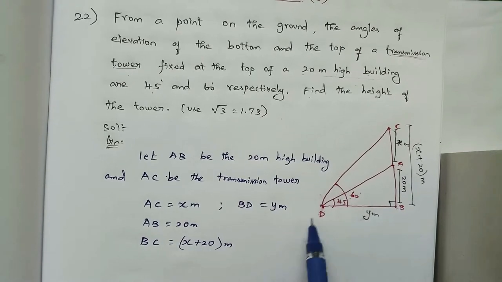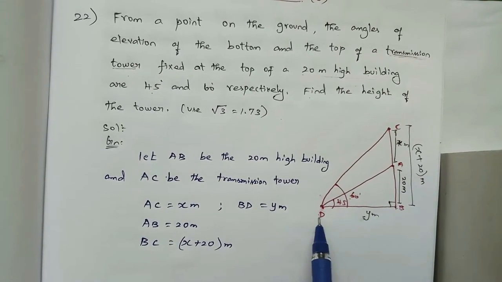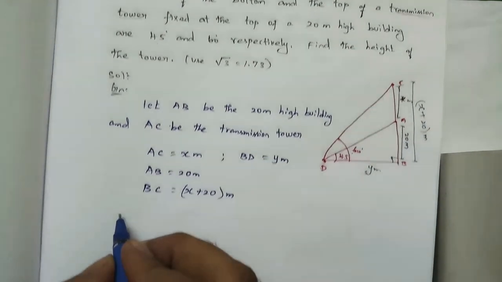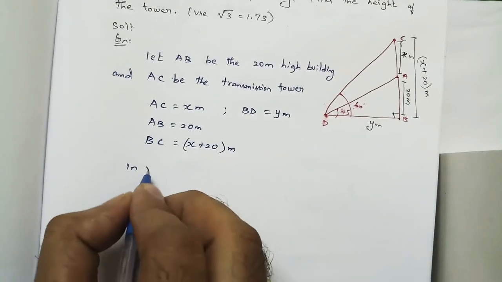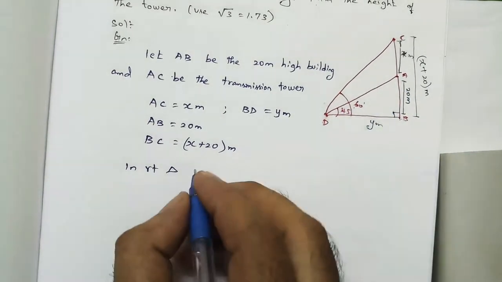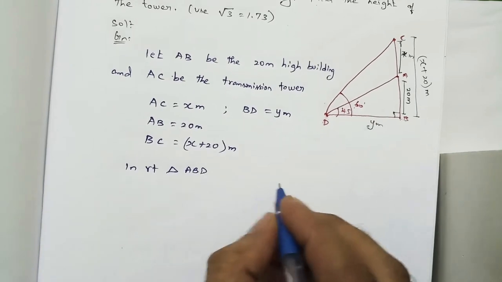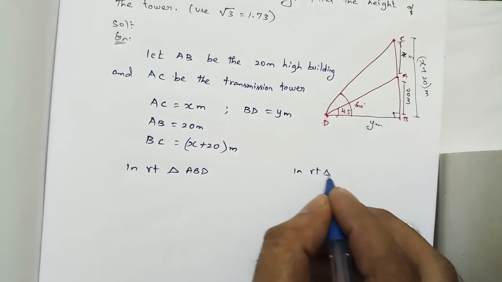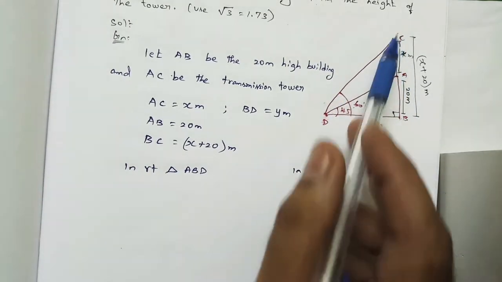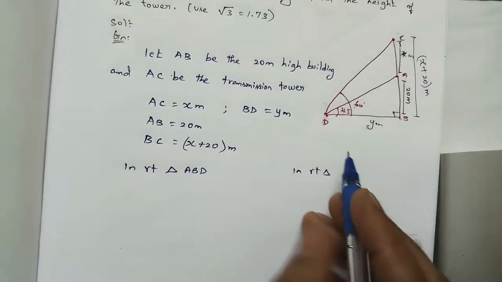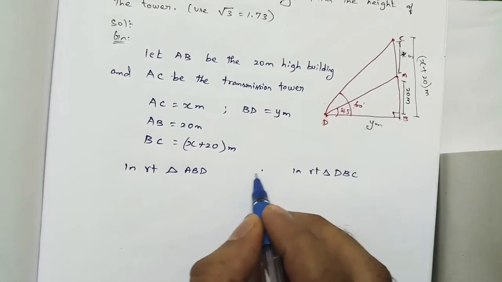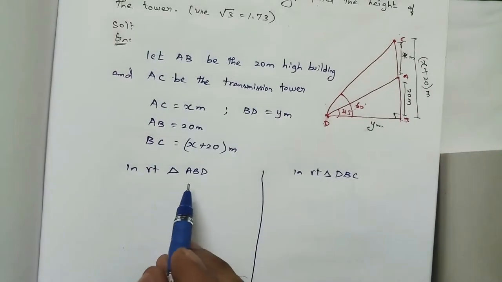Now we know the opposite side and adjacent side for both the right triangles. Now what right triangles do we have? In right triangle ABD, and in right triangle DBC, or CDB, whatever it may be. I am taking right triangle DBC. Let's find one by one.